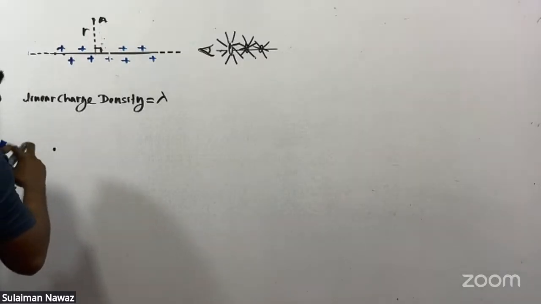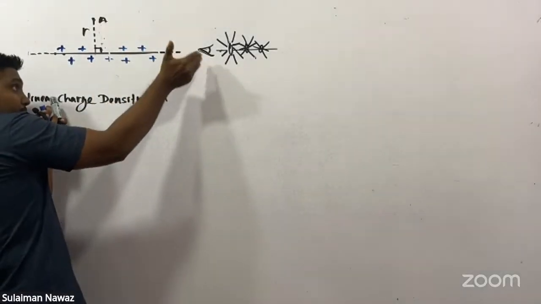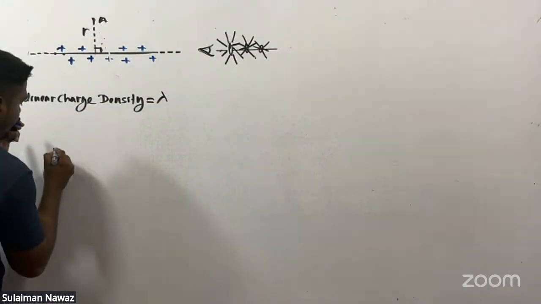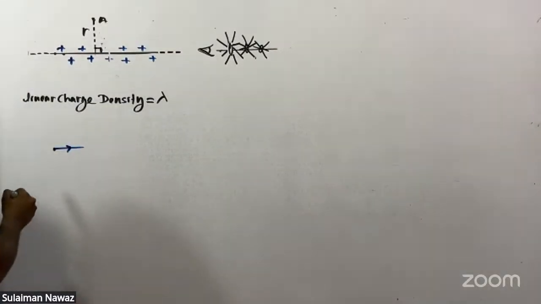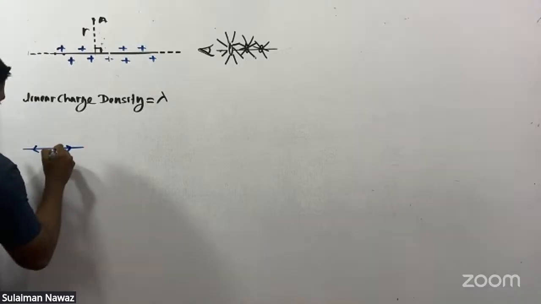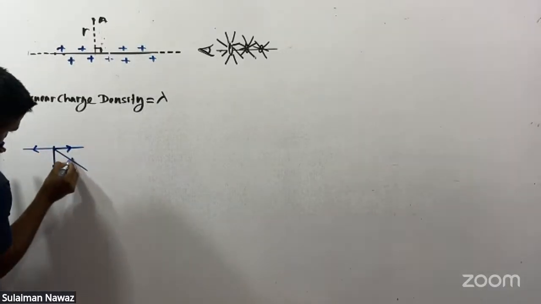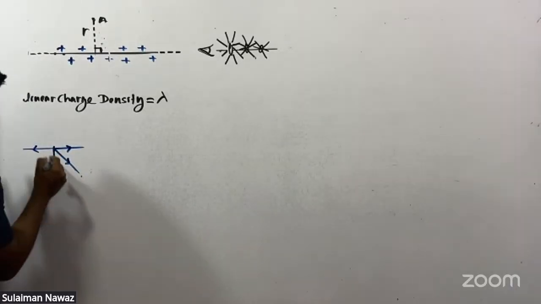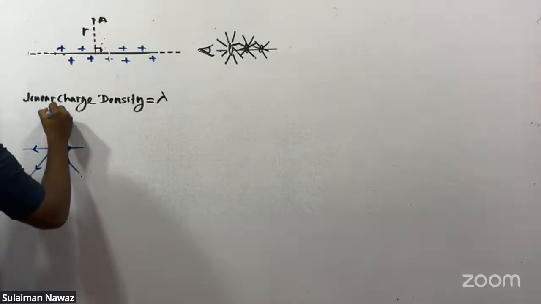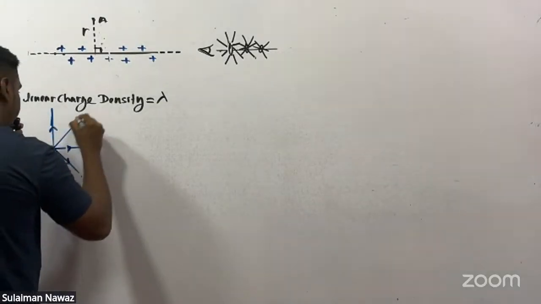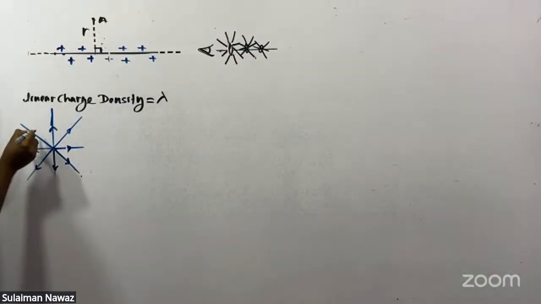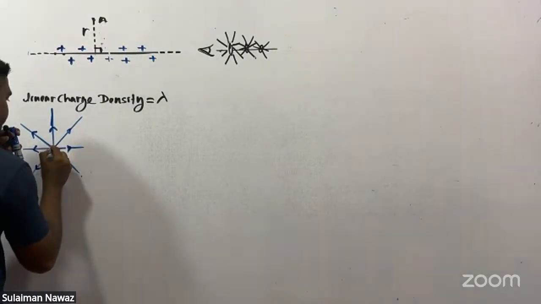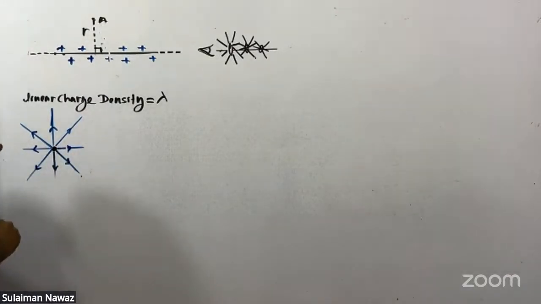Then if I draw the electric field lines that you can see when you keep your eye from the side, and when you see the wire, this is how you see your electric field lines. Am I correct? If I'm wrong, tell me. If you don't understand, ask. Here is your very thin wire, side view.